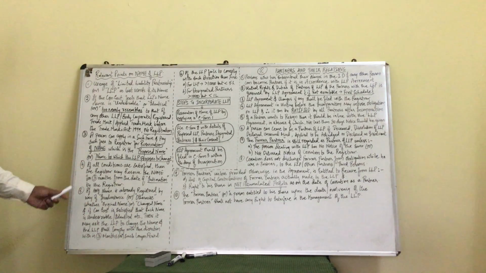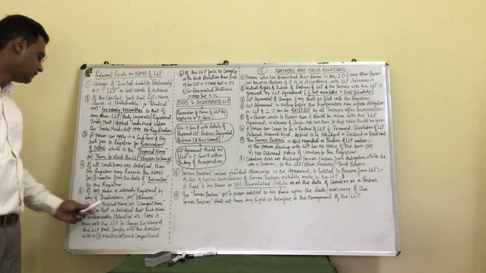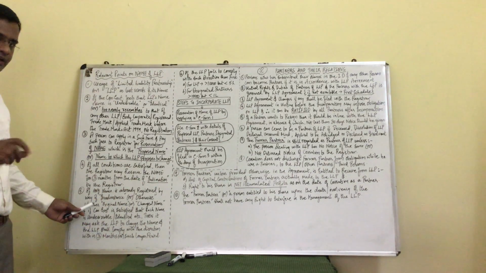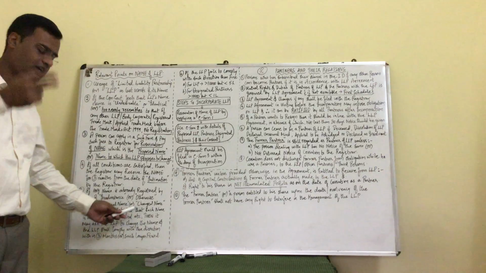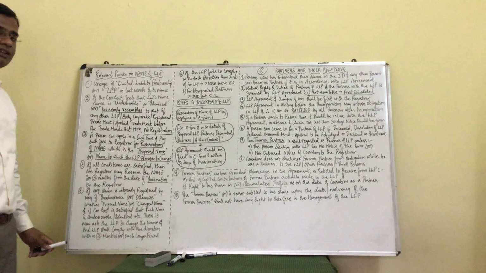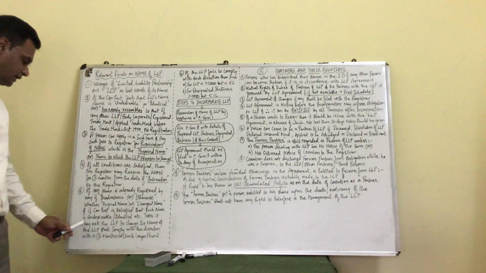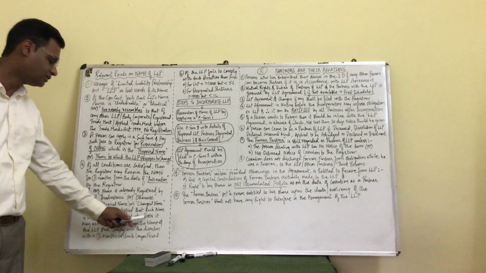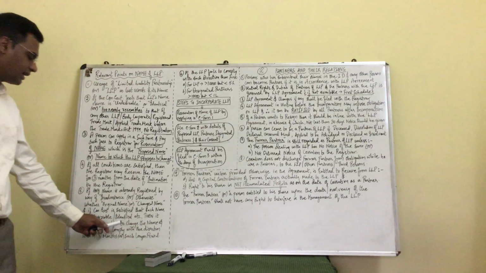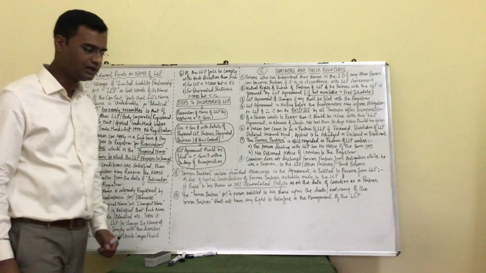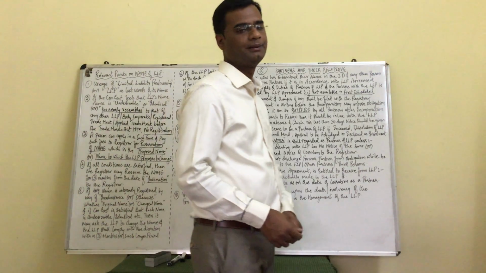Next point. If any name is already registered by way of inadvertence or otherwise, whether it is the original name or the changed name, then if the central government feels that it is undesirable or is identical, etc., then it may ask the LLP to change the name, and the LLP shall comply with the direction within 3 months or such longer period. What does this point mean?